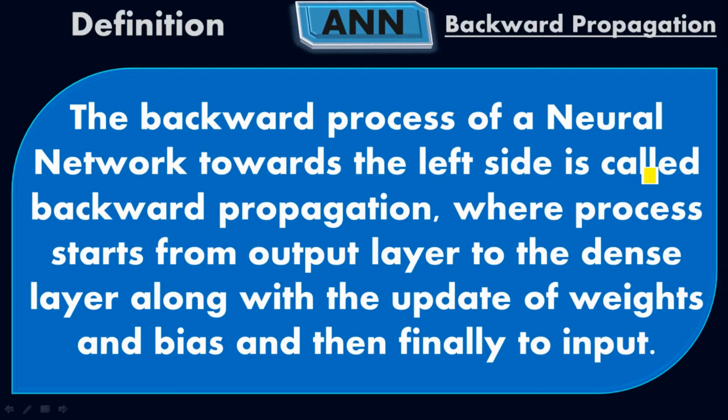So the backward process of a neural network towards left side from right to the left is called backward propagation, where the process starts from output layer. The starting point will be the output layer and then to the dense layer along with the update of weights, update of random values of the weights and bias, and then finally to the input. This opposite process is what we call backward propagation in the artificial neural network.